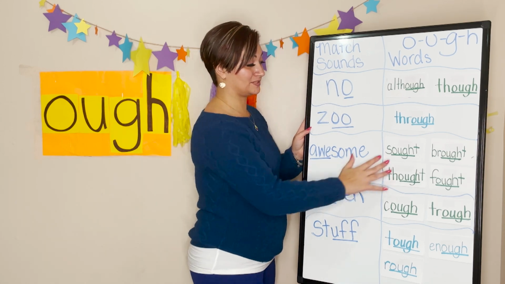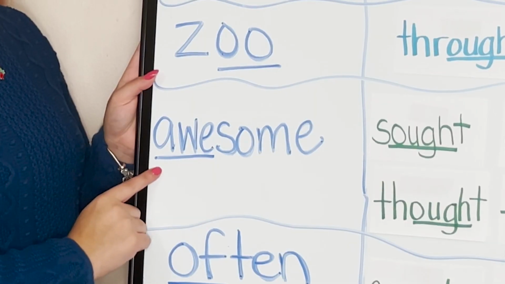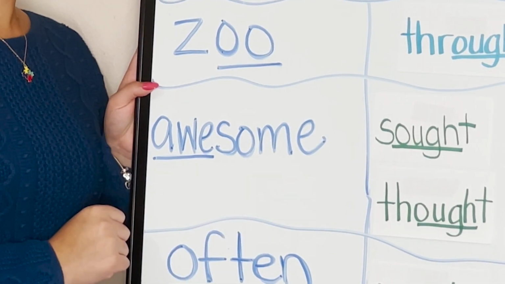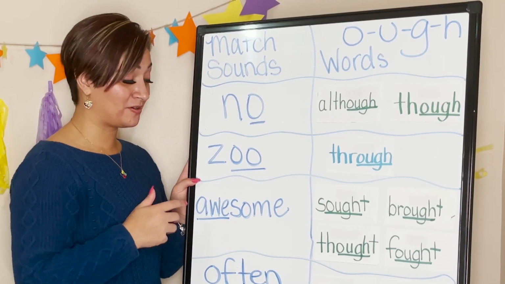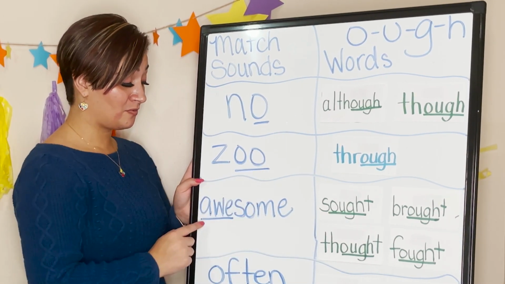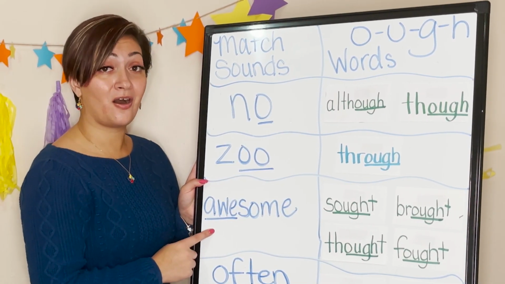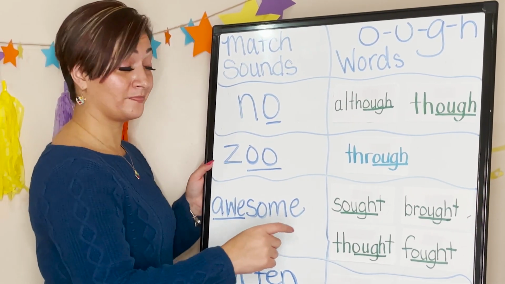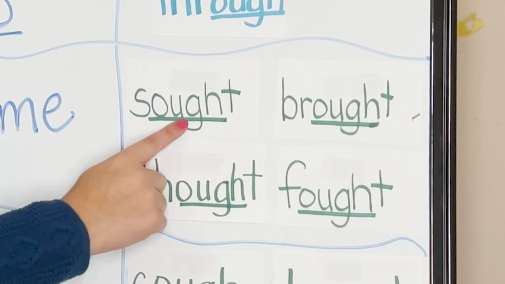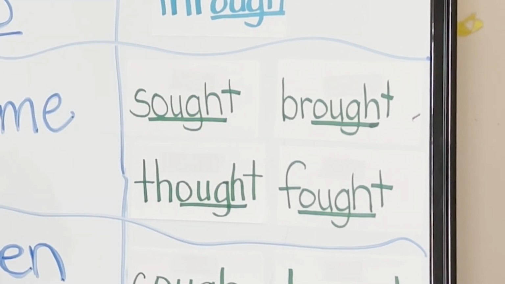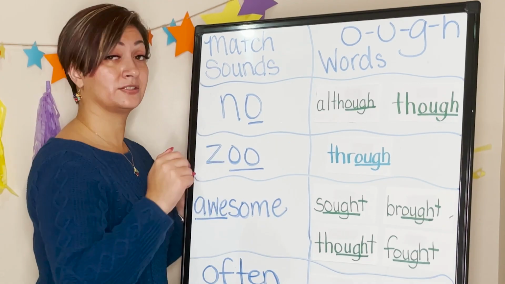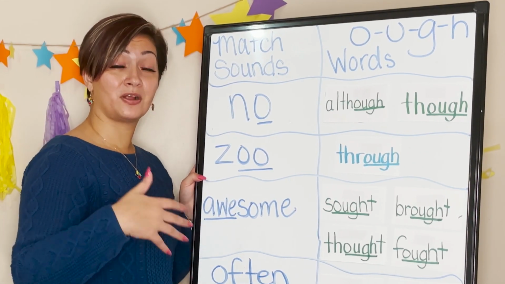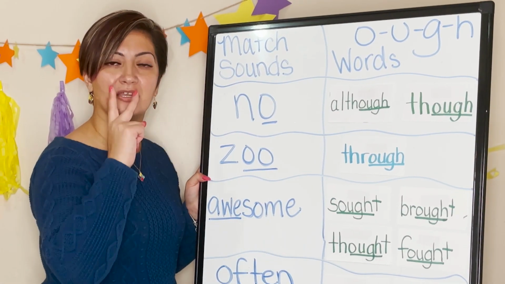Oh, here's some words, all right? We have aw, like in the word awesome. So are you kind of getting onto the pattern? When we see O-U-G-H now, we're going to use what sound? Aw, like in the word awesome. All right, ready? We got aw. Sought. If you have sought out something, you are seeking for something, which means you're looking for something.